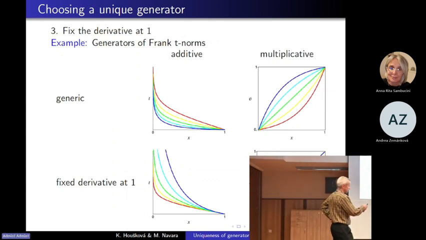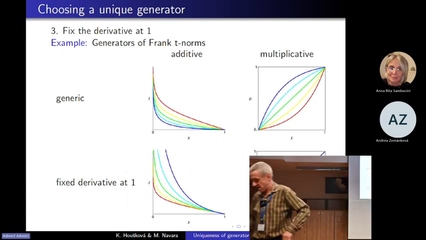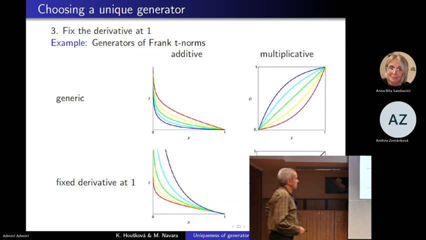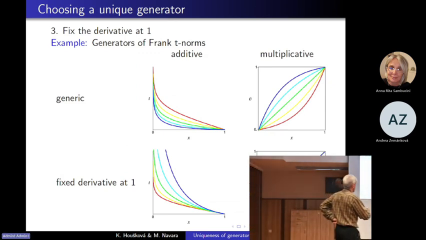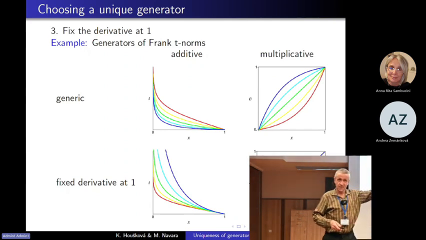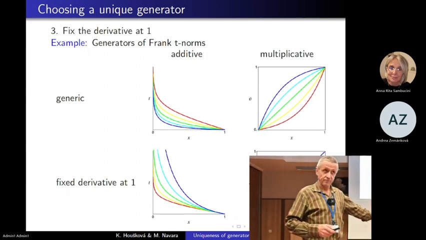For multiplicative generators, which were of this form, look at the derivative at 1 and adjust it so that it will be a fixed value. You get this. You may like it, you may not. That is some reasonable solution of our task, how to choose unique generators for any t-norm in this family.